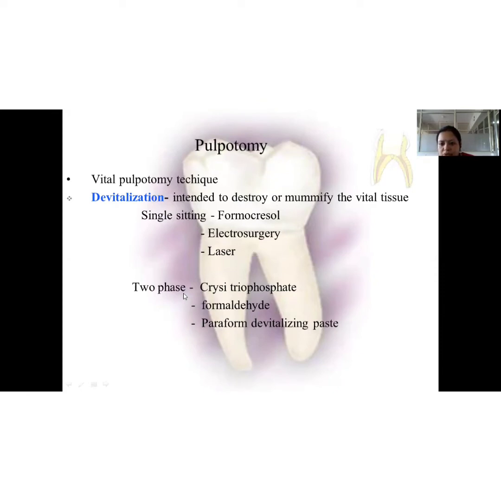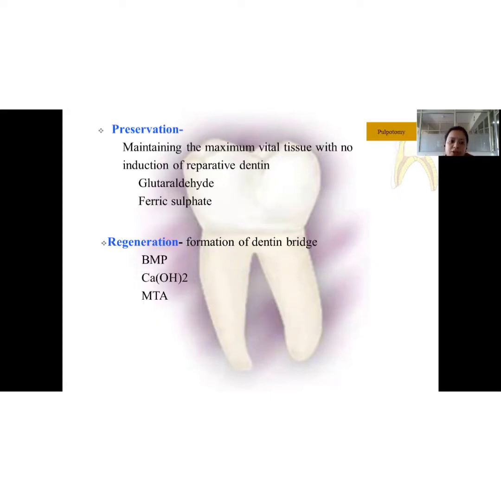First is devitalization, in which we use formocresol, electrosurgery and laser, or cryophosphate, formaldehyde or paraform devitalizing paste. Then preservation, where we maintain the tissue, but there is no reparative dentin formation. That is by glutaraldehyde and ferric sulfate. And regeneration, where we place certain medicaments that promote dentin bridge formation. That is calcium hydroxide, mineral trioxide aggregate, MTA, and BMP. That is bone morphogenic protein.